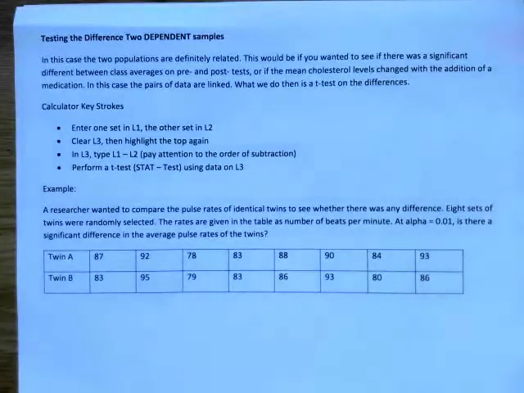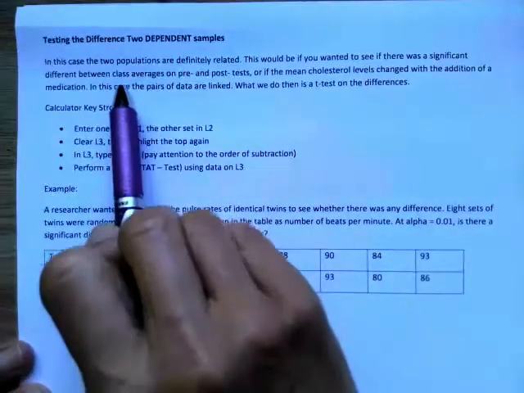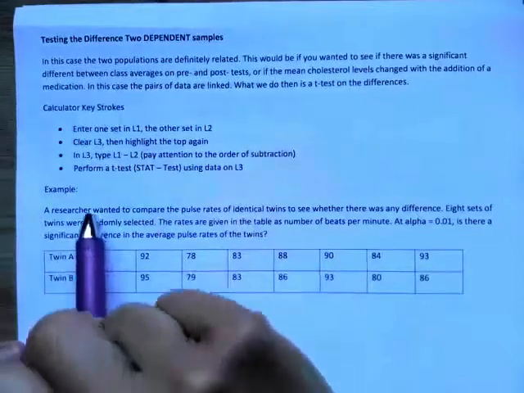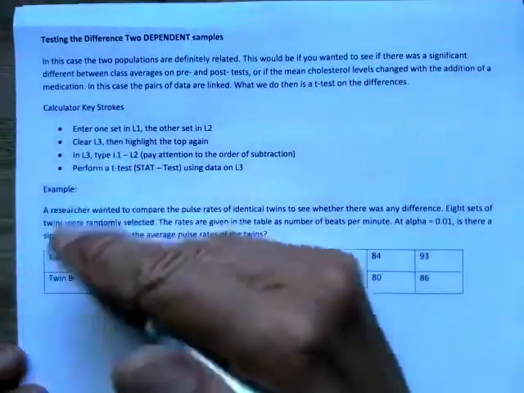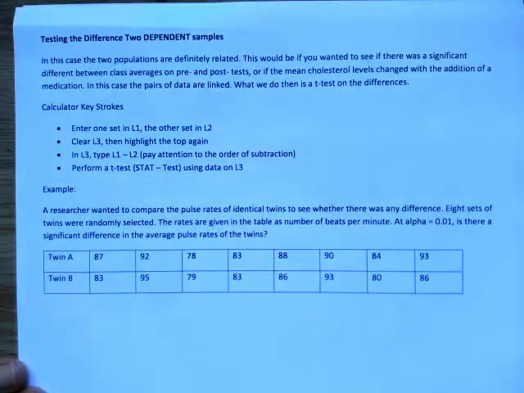So we can also test the difference between two dependent samples. Dependent samples are where the two populations are definitely related. So it's either the same person you're testing twice, or maybe it's some sort of pair, like twins or siblings or a married couple. Something where there's a definite relationship between the two values, and you can see if there's a difference between the two things.